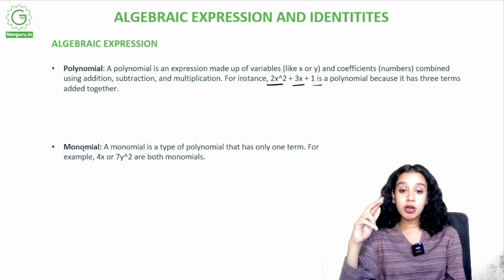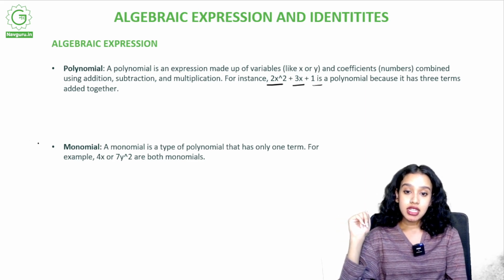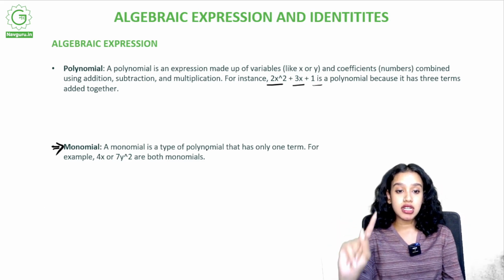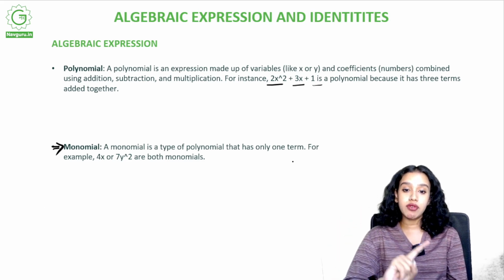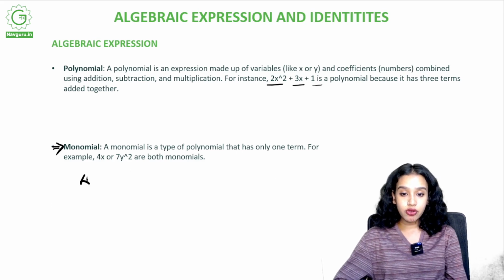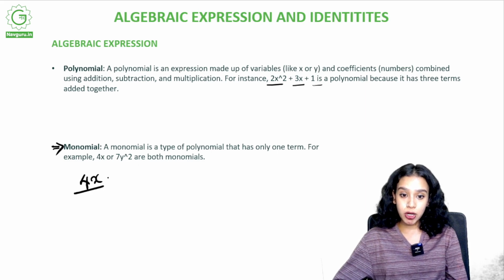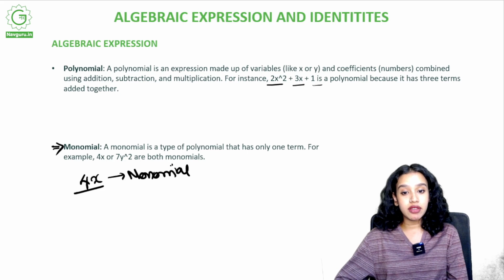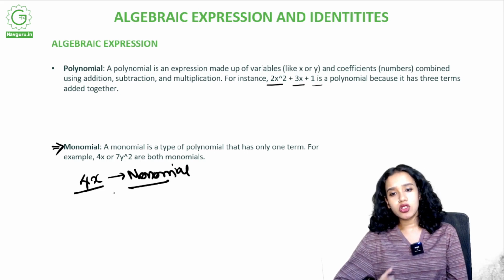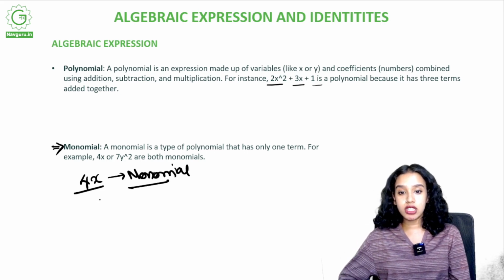Now let's talk about the types of polynomials, okay? These are the types of polynomial. The first one is monomial. A monomial is a type of polynomial that has only one term. So if I say 4x, it's a polynomial, but what type of polynomial? It's a monomial. Why? It has only one term. Mono means one. So when we have one term, we call it a monomial.